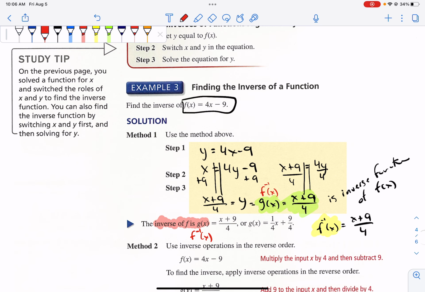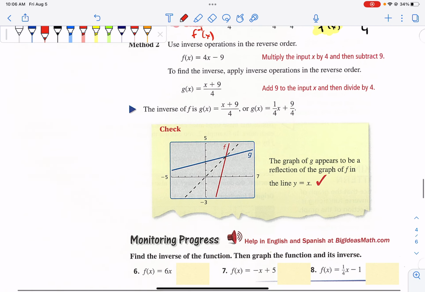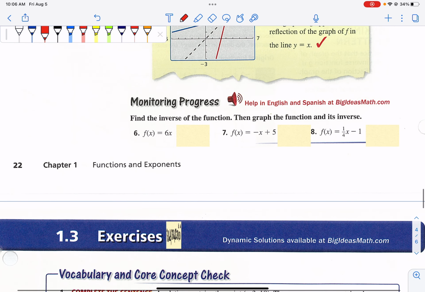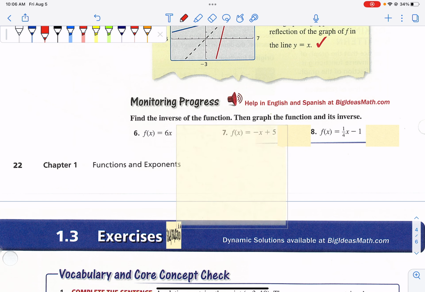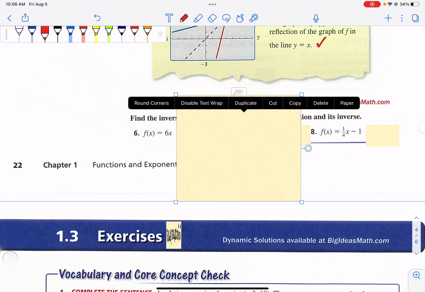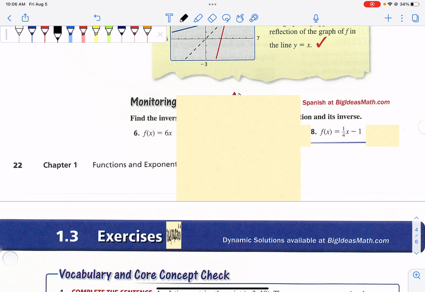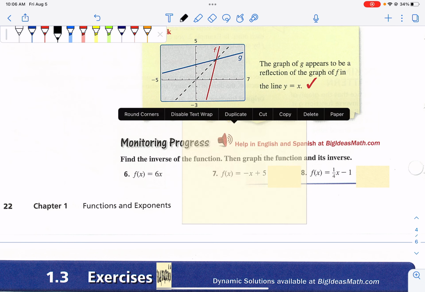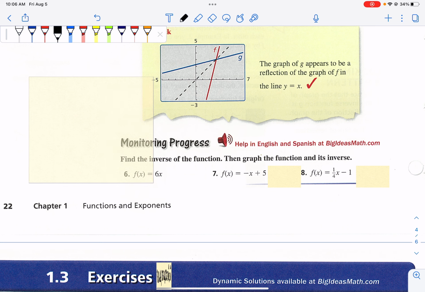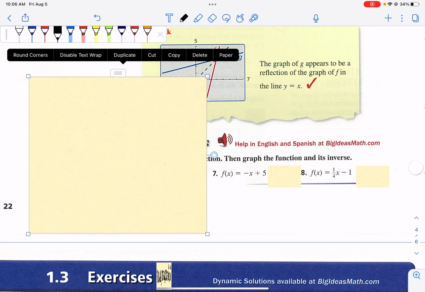Let's try this a few times, okay? We're not even going to bother with method 2. I'm not interested in method 2. Let's try this on a couple of problems. So on number 6, it says if f of x equals 6x, and it wants me to find the inverse of the function. Oh, and it wants me to graph the inverse. Okay, we better do that.